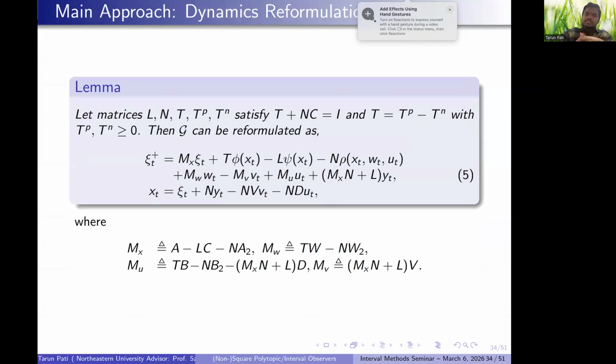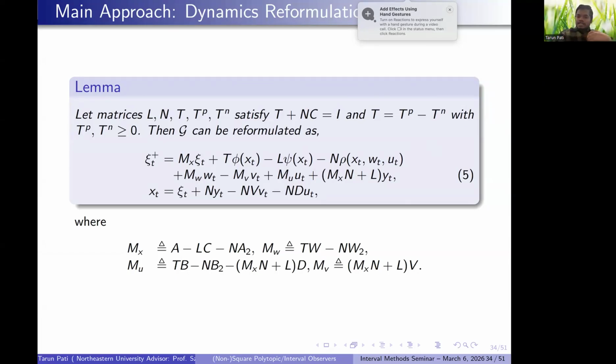In this approach, similar to our earlier methods where we constructed interval observers that do not require any positivity or additional cooperative constraints, we use a multi-gain structure using the equation T plus NC equals I, where T and N are additional gains that we introduce on top of the observer gain L. So in this construction, we have three gains T, N, and L. That means we have additional knobs to tweak to get the desired results for our observers.